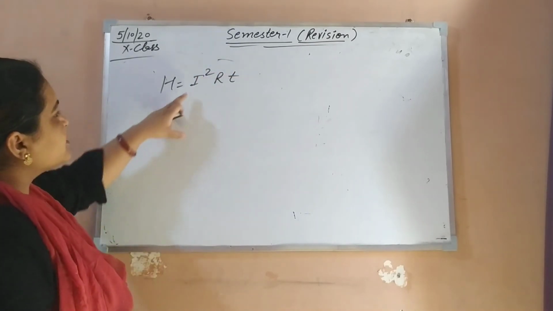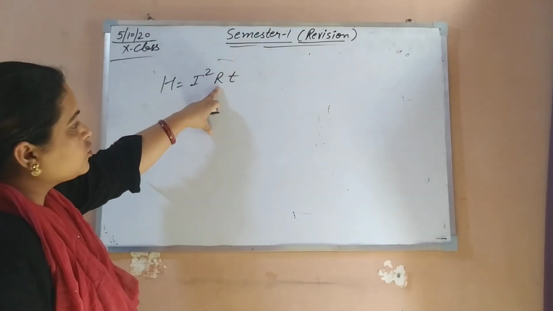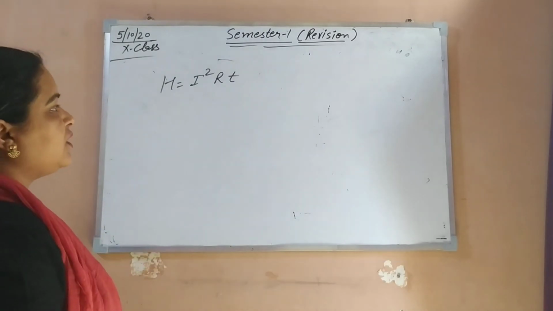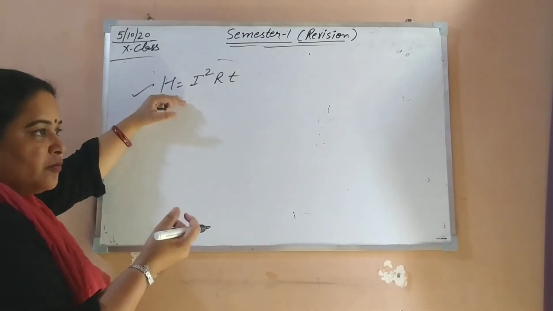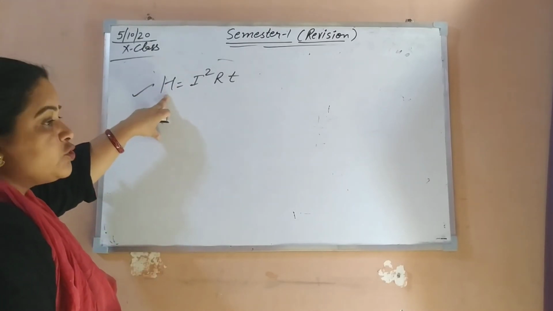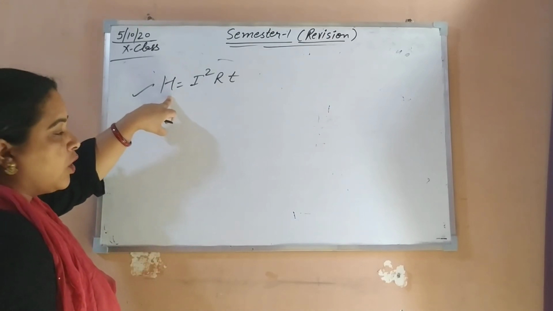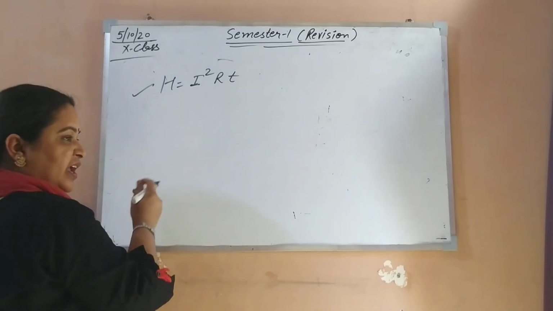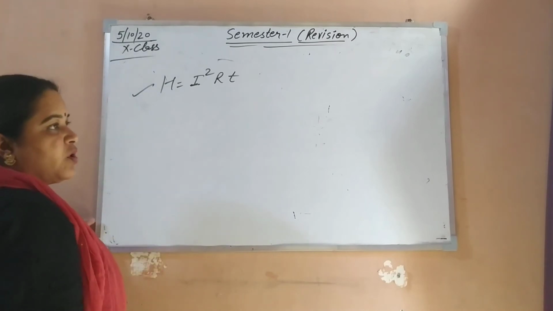What does Joule's law of heating state? Heat is directly proportional to the square of current, directly proportional to the resistance of the conductor, and the time for which the current is flowing through the conductor. That is the formula of heating. On which principle do the fuse and heater elements work? They all work on Joule's law of heating, that is H is equal to I square R into T. If someone asks you on which principle a fuse works, you will say that it works on Joule's law of heating.